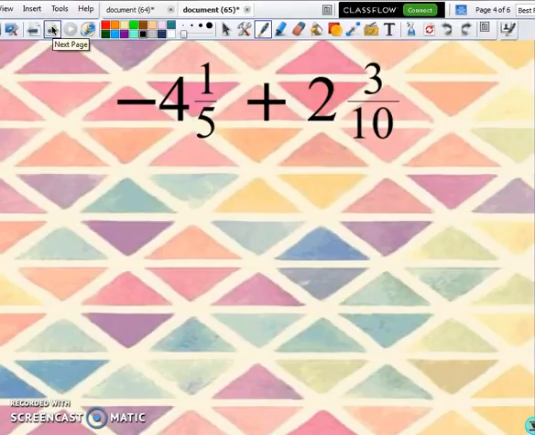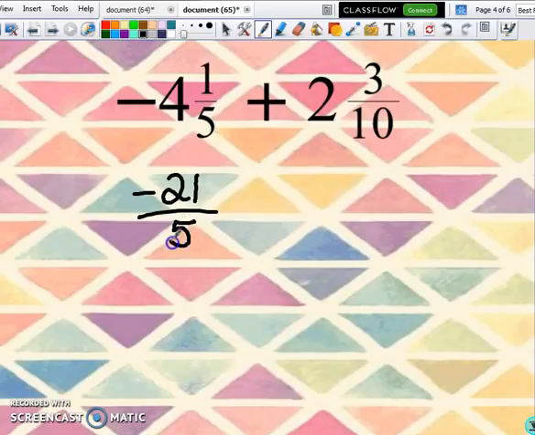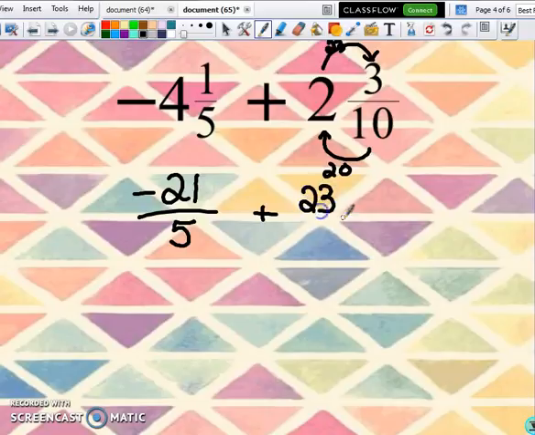So now that we know that negative 4 1/5 is the same as negative 21 over 5, we could set it up like this. And we're going to change this 2 3/10 into an improper fraction as well. 10 times 2 is 20, plus 3. And if you want to write 20 plus 3 as 23, that's fine. 23 over 10, and it's positive.